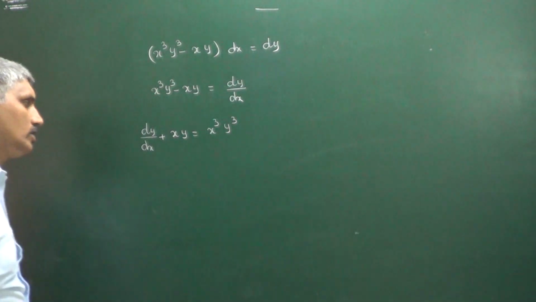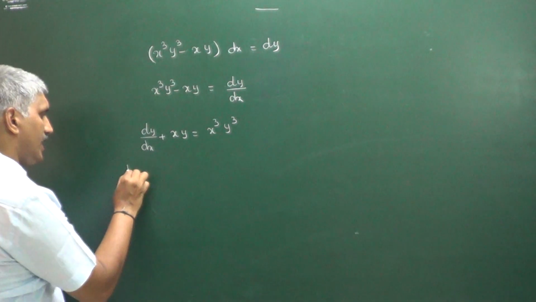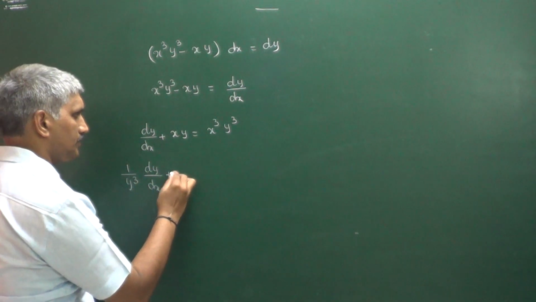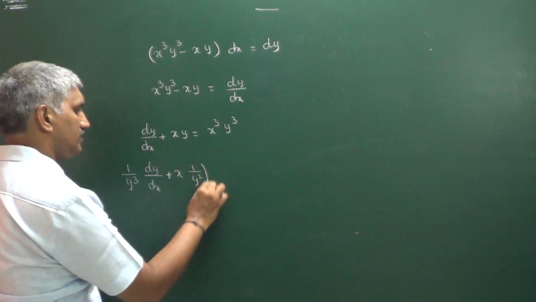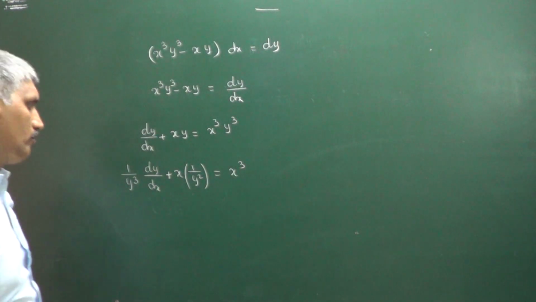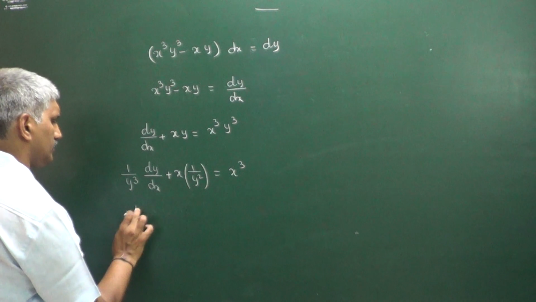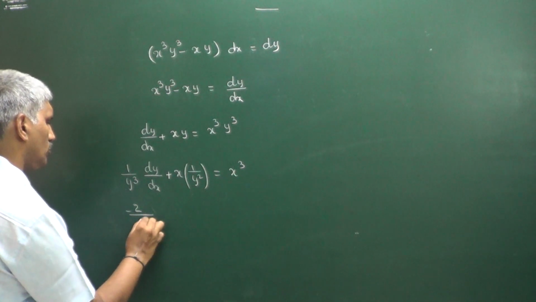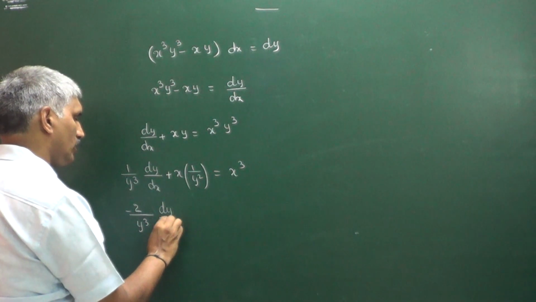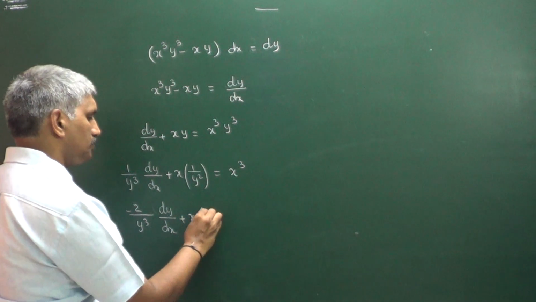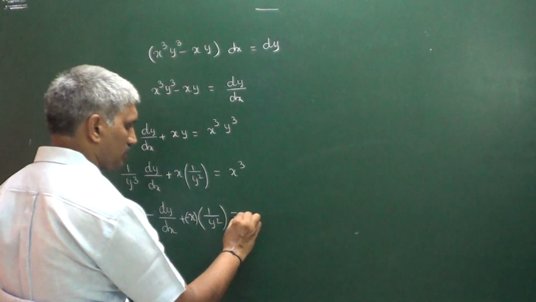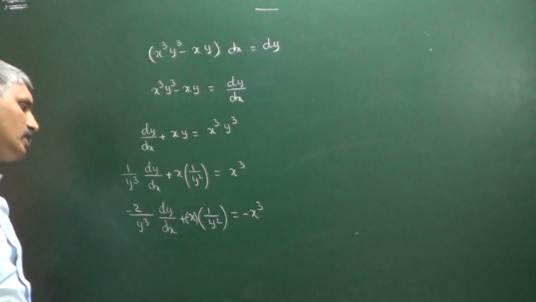Now divide with y cube. If you are dividing with y cube, what happens? 1 by y cube into dy by dx plus x into 1 by y square is equal to x cube. We divided with y cube. Now we take the substitution, multiply with minus 2 by y cube, because 1 by y square differentiation is minus 2 by y cube: minus 2 by y cube into dy by dx plus x into 1 by y square, minus x cube, because throughout the equation we multiplied with minus.